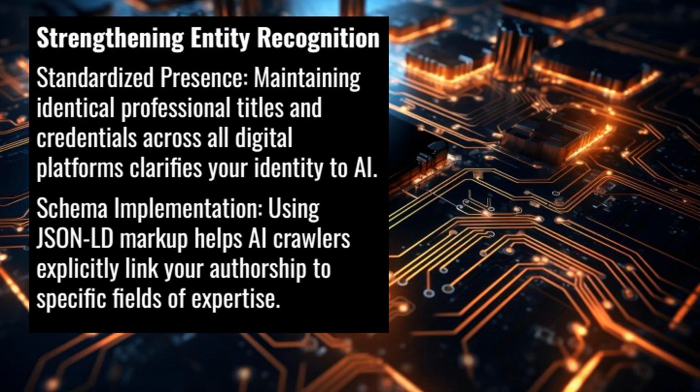You should aim to strengthen your entity recognition by standardizing your presence across all major digital platforms. This involves ensuring your name, professional title, and area of expertise are identical across your website, social media profiles, and industry directories. Using structured data, such as JSON-LD schema on your website, allows AI crawlers to identify exactly who authored a piece and what their qualifications are. When the AI can easily link a person's name to a specific field across different databases, it is more likely to cite that person when a relevant query arises.